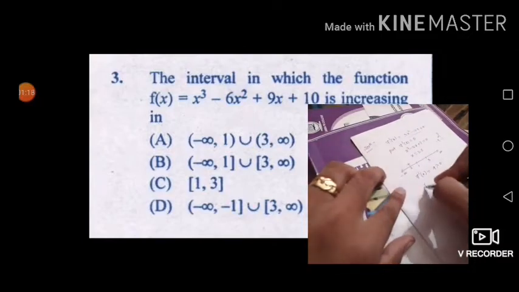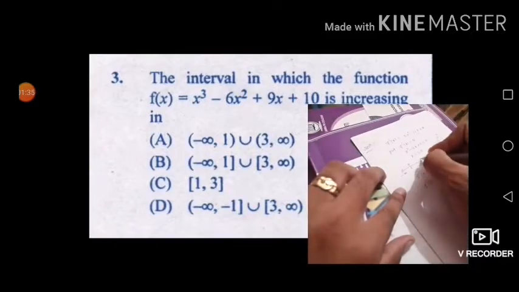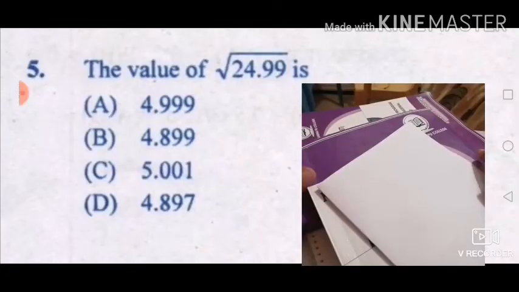Similarly, I am going to take f dash of 2. So what I am getting: 3 into 4 minus 12 into 2 plus 9. Totally 12 plus 9 is 21, minus 24, we got minus 3, which is less than 0, and this is negative. And similarly when I take a 4, the value of root of 24.99.